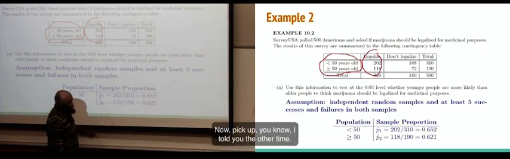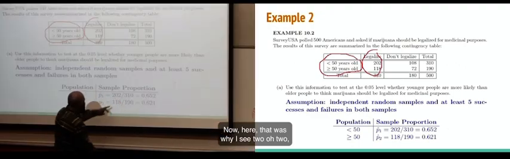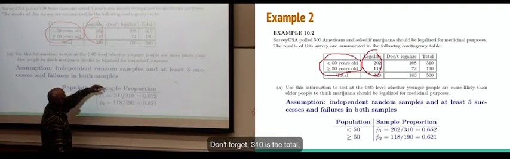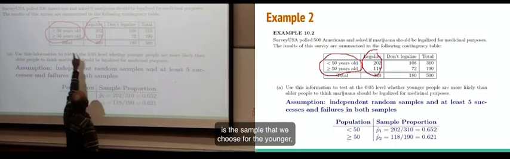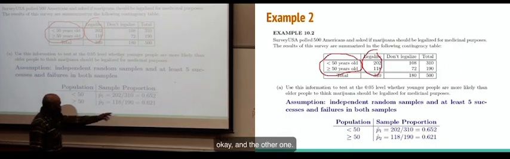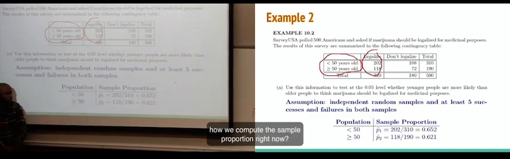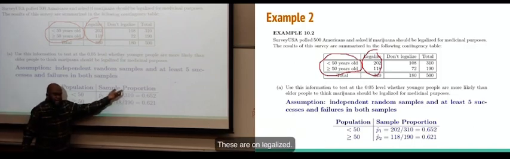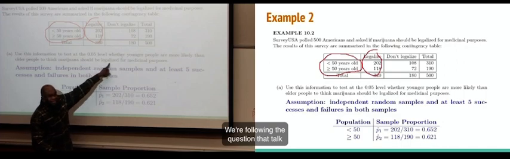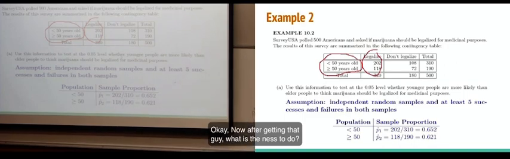Now, I told you the other time, take a look at the formula here. X1 over n1, where X is the number of successes. Now here, that was why you see 202 divided by 310. Don't forget, 310 is the total sample that we chose for the younger, and the other one similarly. So take a look at this. We now have this and this. Is there anyone who doesn't understand how we compute the sample proportion right now? These are based on legalize. We're following the question that talks about legalize. Does that make sense?